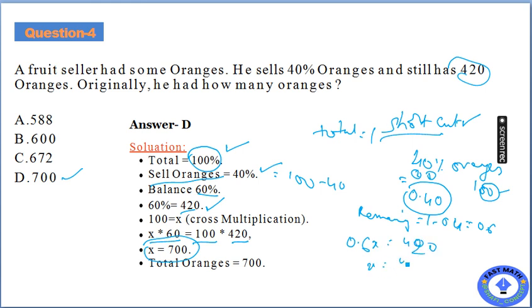Then X is equal to 420 divided by 0.6. You multiply it here by 10 and 10, so 6 becomes 70, and 70 into 10 is nothing but 700. This is the shortest way when you are calculating in minimum time. Please write down so that you have a better understanding.